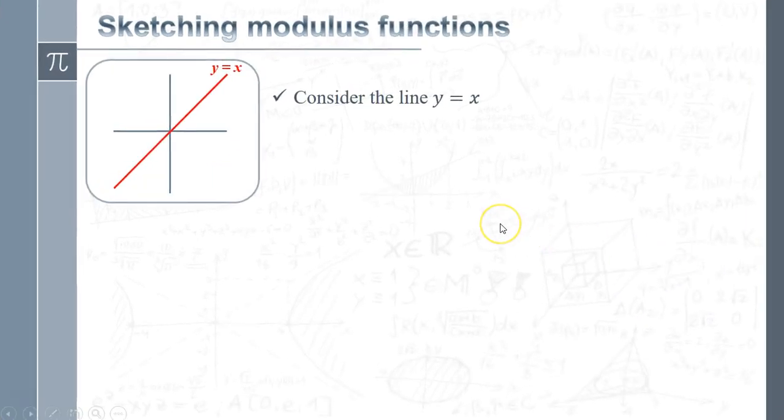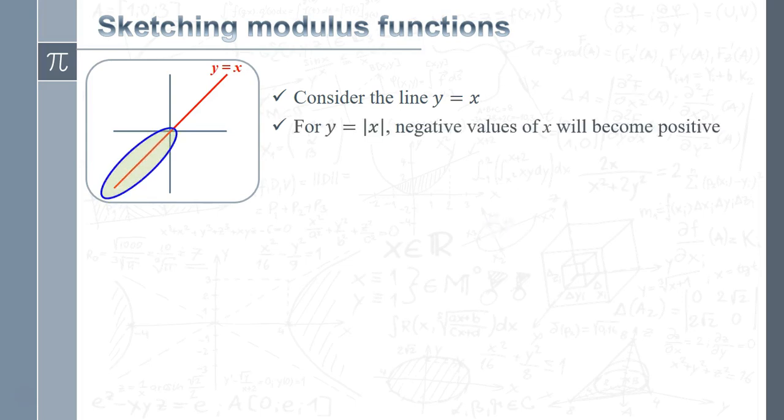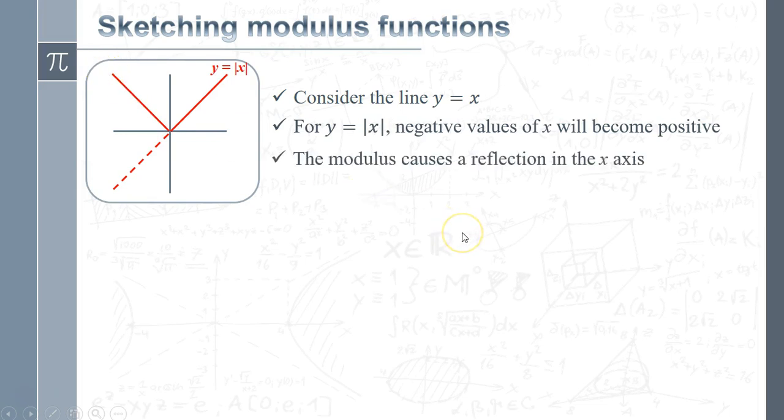On we go. Let's have a look at sketches of modulus functions. So what we've got there is the line y equals x. And what I want to do is sketch y equals mod x. And so what's going to happen here is the negative values of x. Let's say if I've got a value here, for example, minus 3, that would give me a value of y was minus 3. That's now become minus 3, so that's going to become positive. So what essentially happens is the line that's been down here is now going to be back up here. So what's basically going on is it's causing a reflection in the x-axis of the negative values of x.